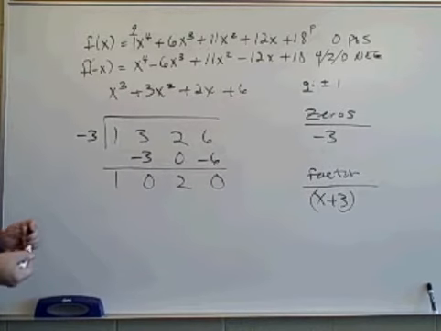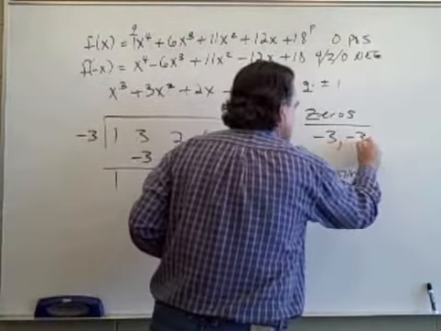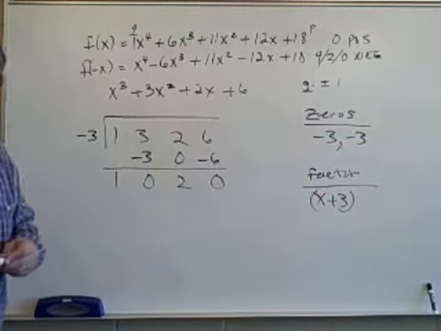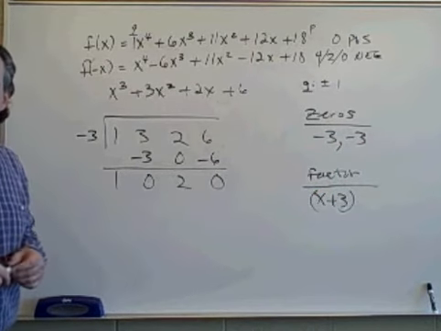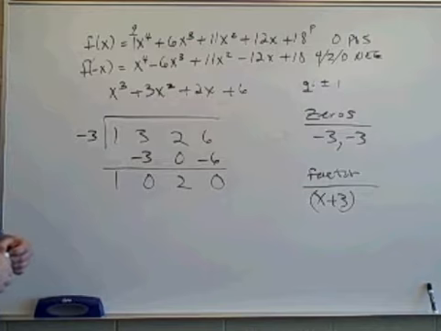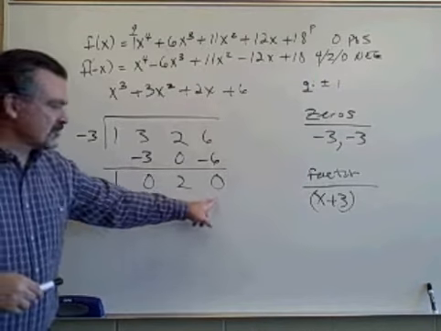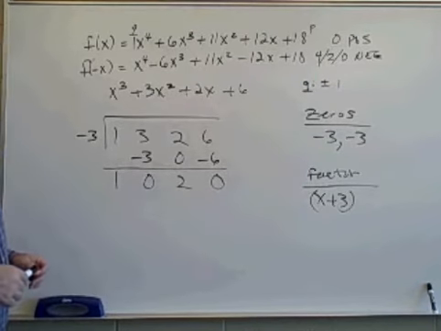It did work again. So negative 3 is a 0 twice, or we say negative 3 is a 0 of multiplicity 2. The remainder of 0 told me it worked again.